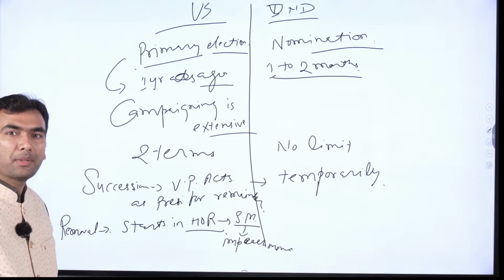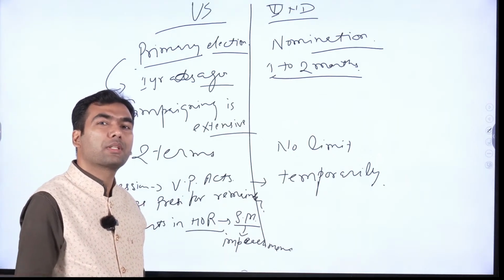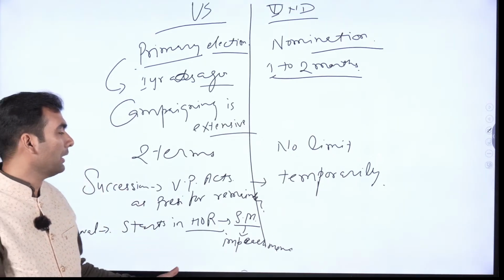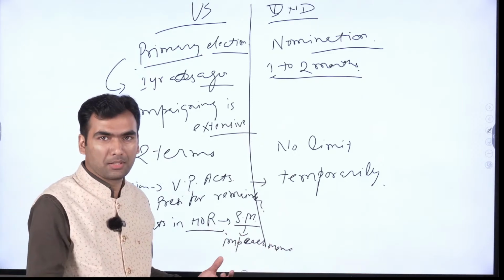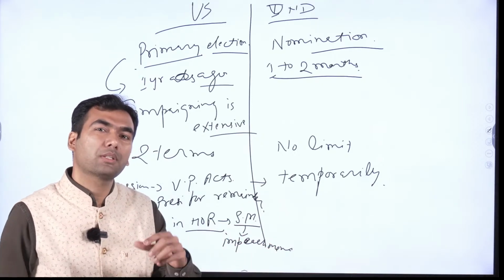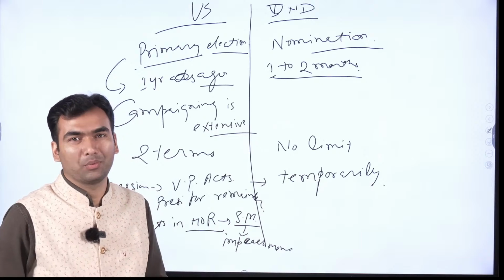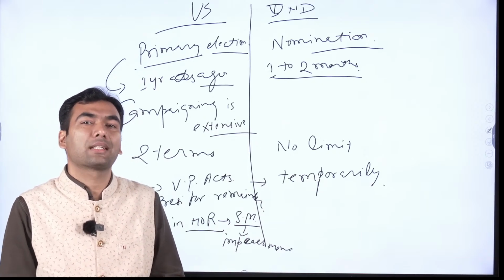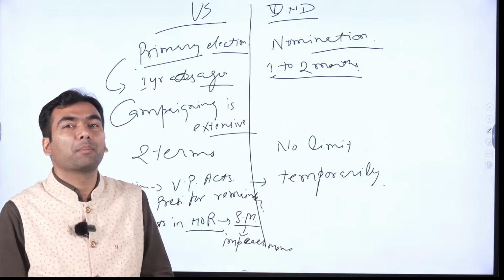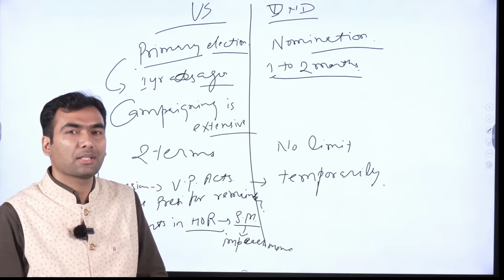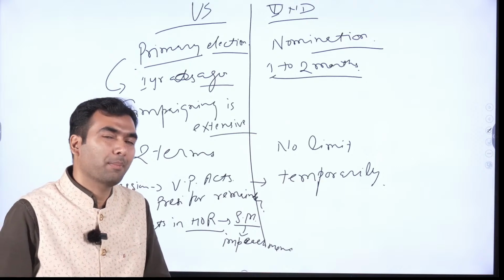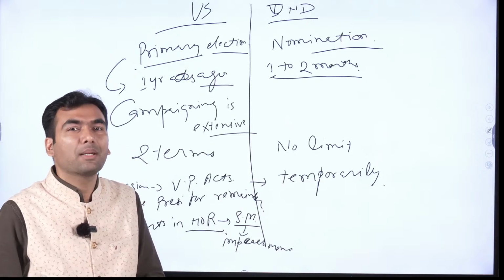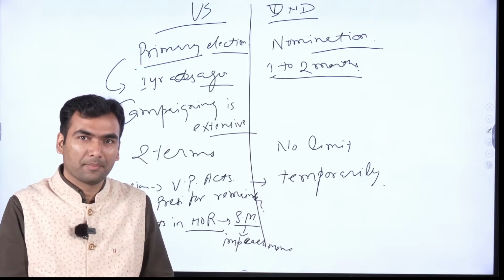So if the House of Representatives passes a resolution with a simple majority, the president would stand impeached. Donald Trump was impeached twice in his one tenure. And in the history of the United States, there have only been 3 presidents impeached. Sorry, 4 instances. Out of 4, 2 instances have been with Donald Trump.